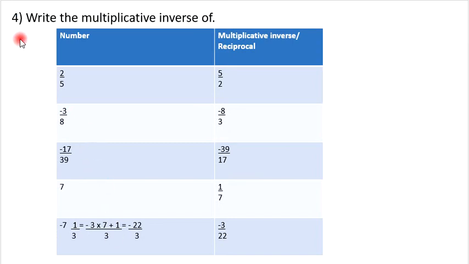Before moving on to the division of rational numbers, we need to know what is multiplicative inverse. When writing the multiplicative inverse of any fraction, the sign of the fraction remains as it is. However, simply the numerator and denominator are interchanged. So the multiplicative inverse of the number 2 upon 5 is 5 upon 2. Similarly, the multiplicative inverse of minus 3 upon 8 is minus 8 upon 3, and so on. However, when you have a single digit like 7, its multiplicative inverse, or in other words the reciprocal, is 1 upon 7.